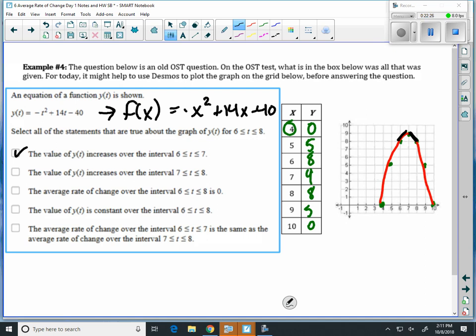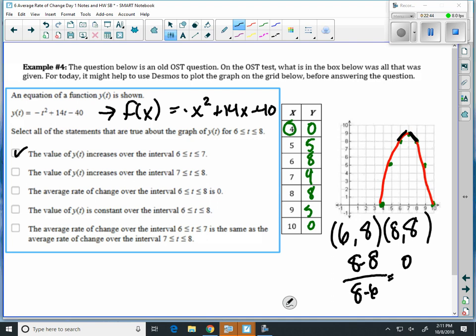Here's what we need to do. Okay? We need to write our points. So at 6, the y value is 8, and at 8, the y value is 8. Okay? We're going to quickly just do slopes. You can just kind of plug and chug here. So we'll have 8 minus 8 on top, 8 minus 6 on the bottom. What happens when you have 0 in the numerator? The slope is... Nope. 0. Undefined is when it's in the denominator. Okay? So when it's on top, it's a slope of 0.